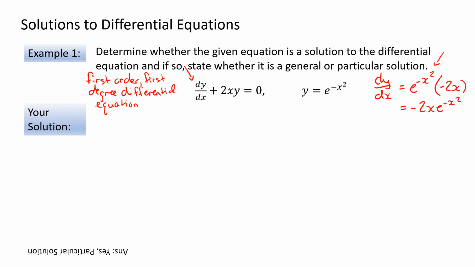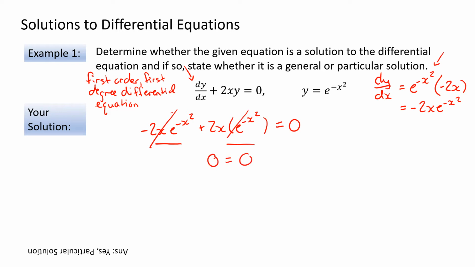Now substituting the value for y in and the value for dy by dx, we get negative 2x e to the negative x squared plus 2x times e to the negative x squared, substituting in the equation for y, equals 0. So you'll see that these are the same terms, negative 2x e to the negative x squared plus 2x e to the negative x squared. So they cancel, and you get 0 equals 0. So the answer is yes, this is a solution.